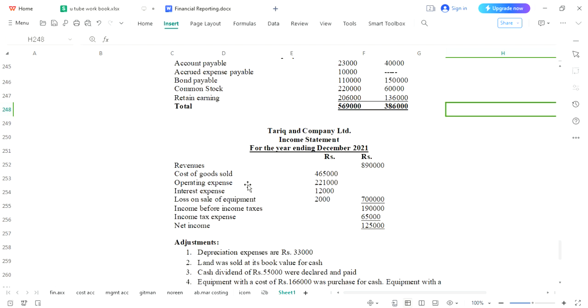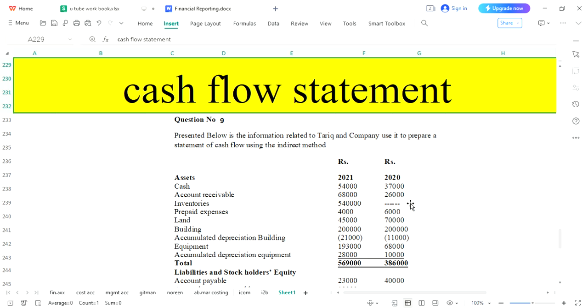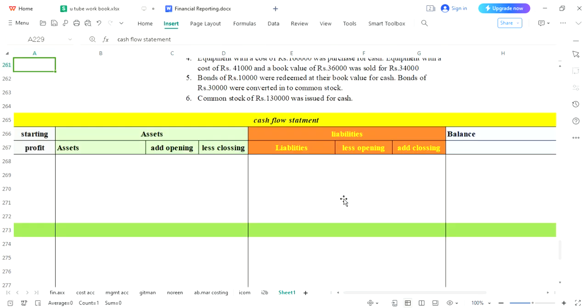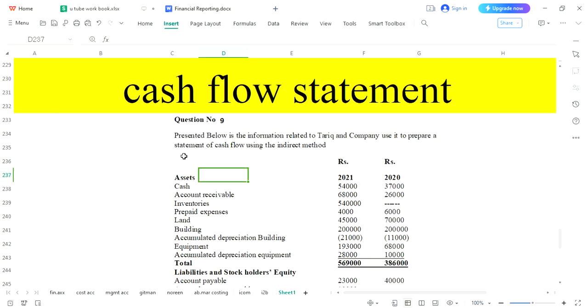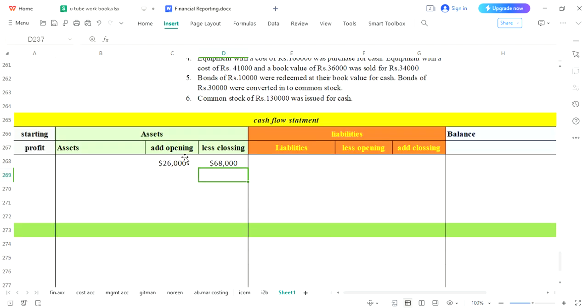Now the next procedure is to see account receivable, 26 and 68. So here you will put 26 and 68,000. This was our first entry, that was account receivable. So let's put account receivable over here. System is a little slow, so please avoid this delay. Account receivable 26 and 68.